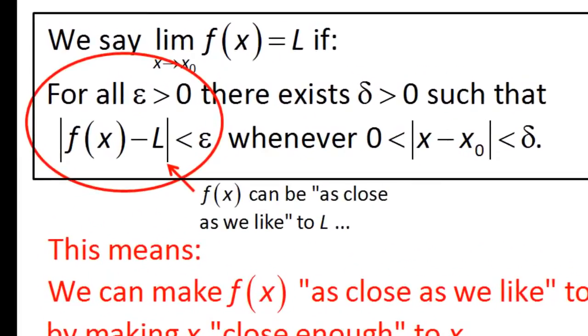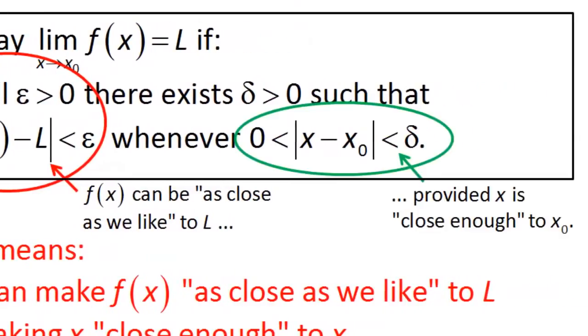Well, yes they are, because if you look at this part of the formal definition, this is talking about making the distance between f of x and L, in other words the modulus of f of x minus L, smaller than epsilon, no matter how small epsilon is. So that's saying that we can make f of x as close as we like to L. And over here, this part of the definition is saying the distance between x and x0, in other words the modulus of x minus x0, needs to be strictly between 0 and delta. So that's saying that we need x to be close enough to x0.